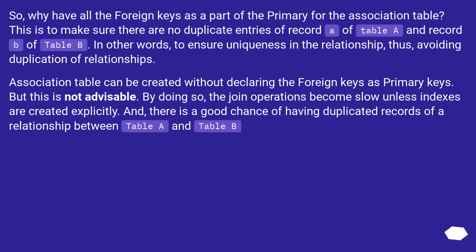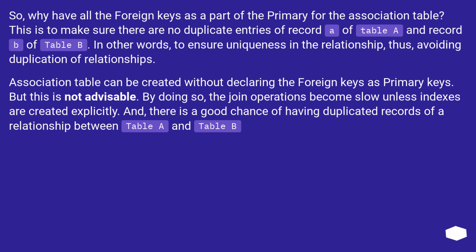So, why have all the foreign keys as a part of the primary key for the association table? This is to make sure there are no duplicate entries of record A of table A and record B of table B. In other words, to ensure uniqueness in the relationship, thus avoiding duplication of relationships.